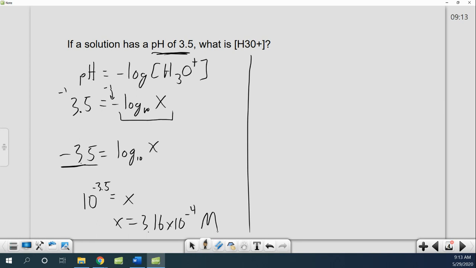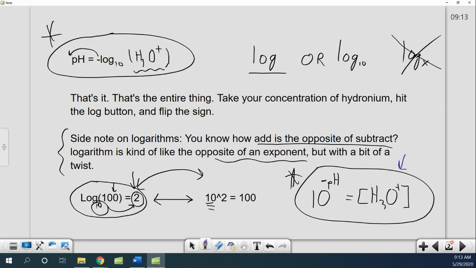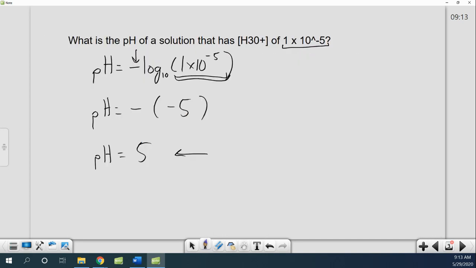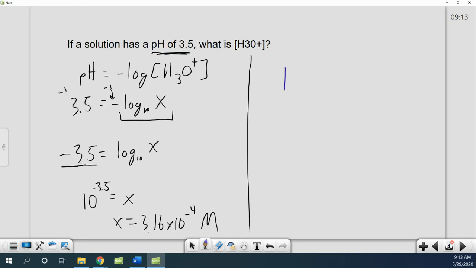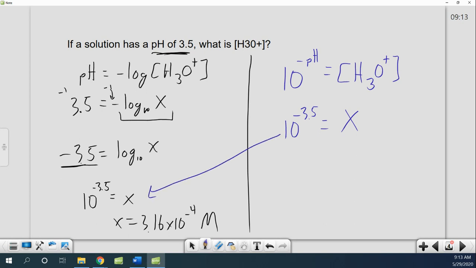Now, okay, different color. Let's show you the easier way. If you go back a couple slides, remember I gave you this formula here? Why don't we use that instead? So that formula is 10 to the negative pH equals concentration of hydronium ion. So I know 10 is going to stay as 10. Do I know the pH? pH is 3.5. Do I know hydronium ion? No. And so this shortcut puts me right to that step there, basically, and I'll get the same answer.